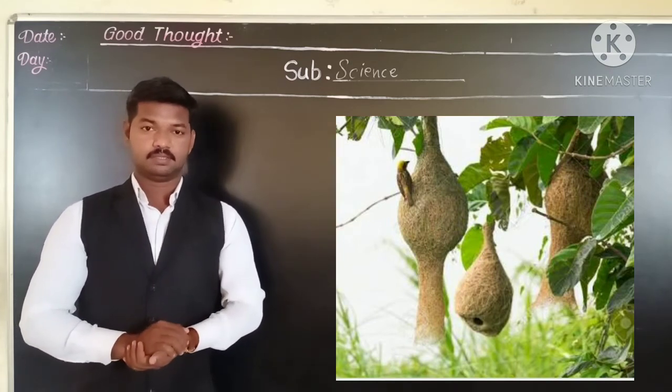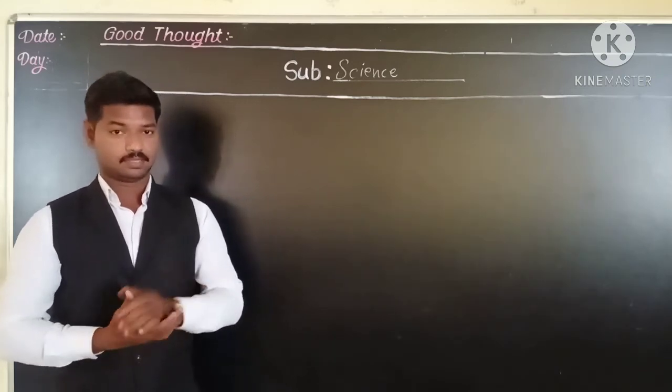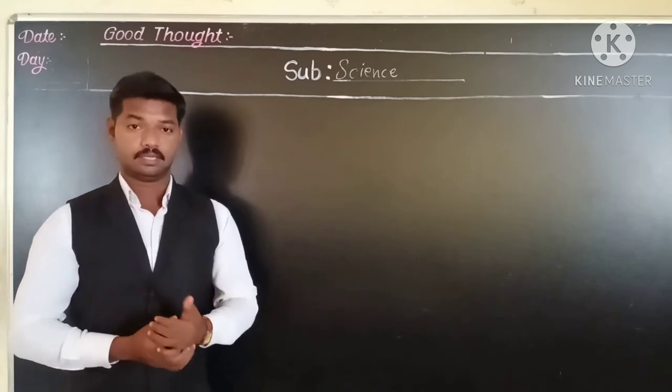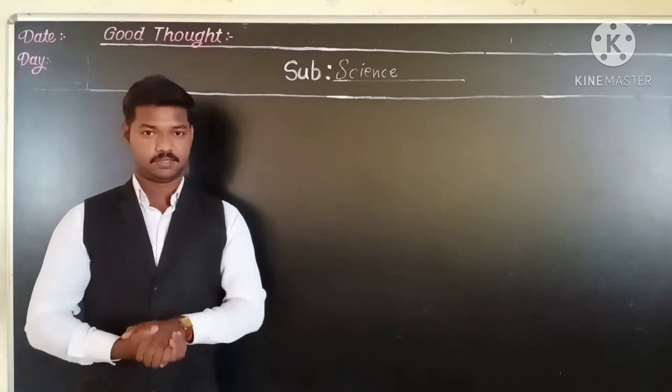Okay? So what have we learned today? We have learned about nests. A nest is the home of a bird. There are different kinds of birds. They make different types of nests.